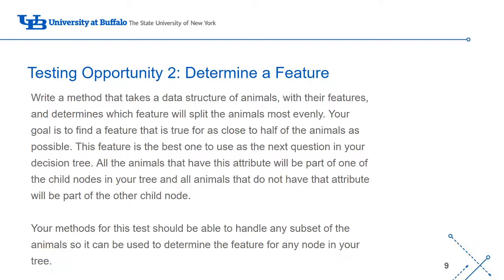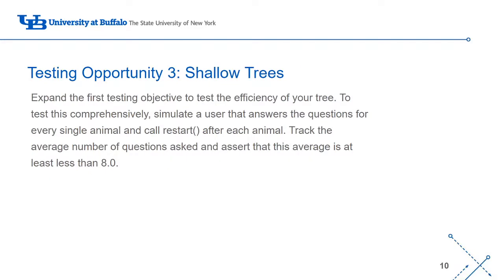Now for testing opportunity 3, we want to improve the efficiency of our tree. We can test this by playing the game many times, recording the number of questions asked per game to reach the final animal, and calling a restart after each game. Assert that the average questions asked per game is at least less than 8.0.